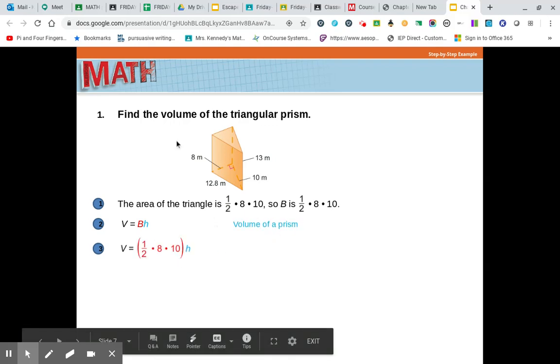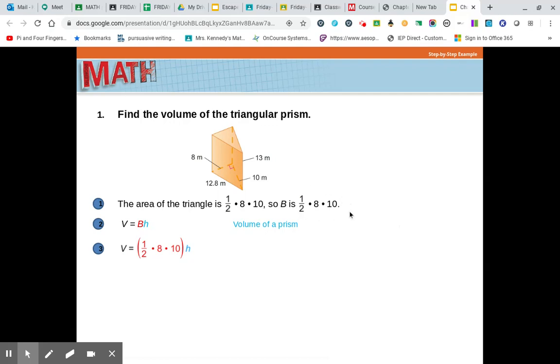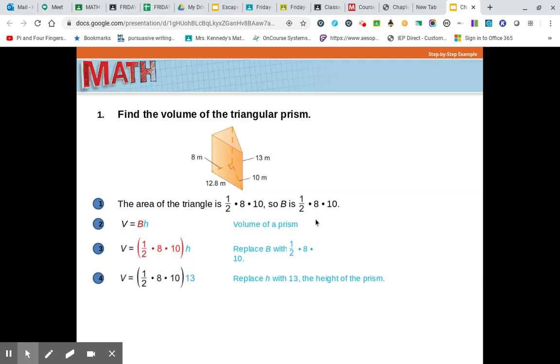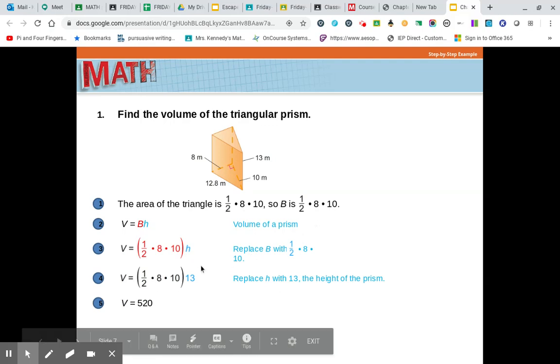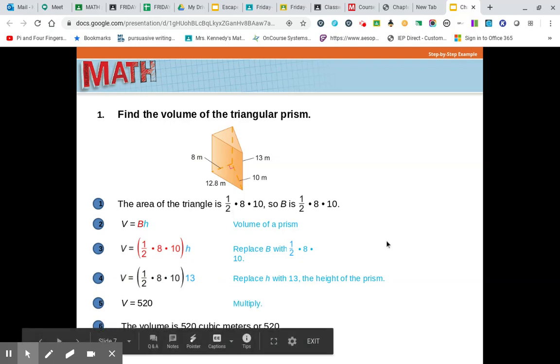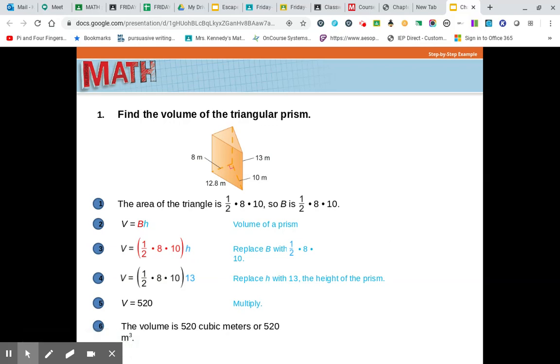So there you go. They substituted in this entire formula, I guess you can say, to show you how it works. And they put the 13 as the height. So this should have been 40 times 13, which is 520. But again, it's talking about volume, so it's cubic meters. You have to write out the words cubic meters, or you have to use the exponent 3 next to the letter M.